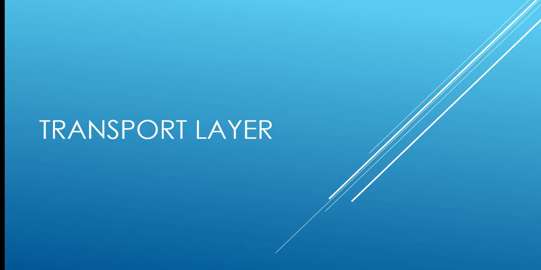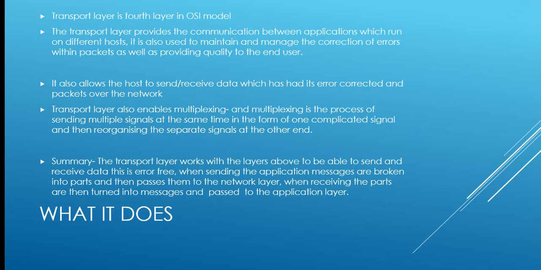In this video, I'm just going to be talking about the transport layer, which is found in the OSI model. Now, let's get on with it. The transport layer is the fourth layer in the OSI model. The transport layer provides the communication between the applications which run on different hosts. So application programs between two different hosts, two different applications on two different computers, and the transport layer provides the communication between them.